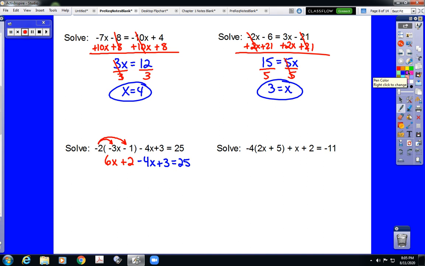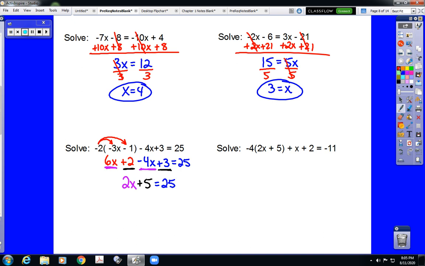Then we are going to go in here, and we are going to combine like terms. So we have on the left side a 6x and a 4x that can be combined to be 2x. And we have a 2 and a 3, which would combine to equal 5. Now the right side of that equation doesn't have any like terms, so we just leave it alone in this step, giving us 2x plus 5 equals 25.